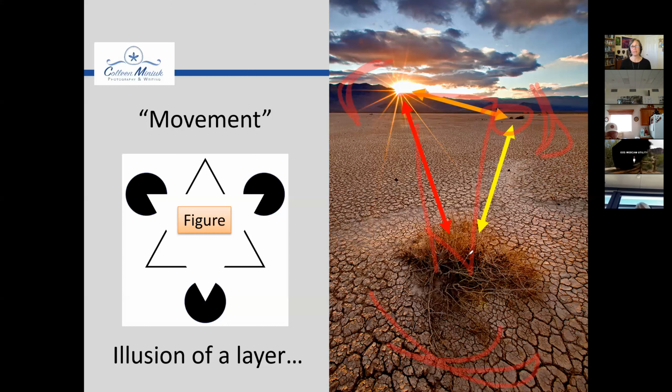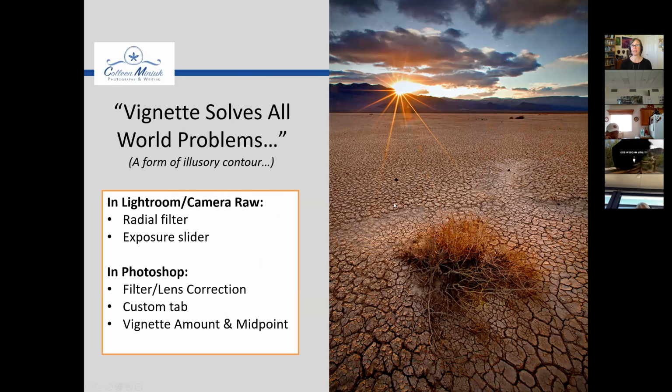They're going to perceive a sense of depth, though, subconsciously, that doesn't actually exist. And so I will create the Pac-Mans by painting in darker areas around these focus points in processing. I also will put on, or instead, I will put on what's called a vignette. A vignette, I think, solves all world problems except for COVID. But a vignette is essentially a form of illusory contour. It's darkening around the edge of the frame.